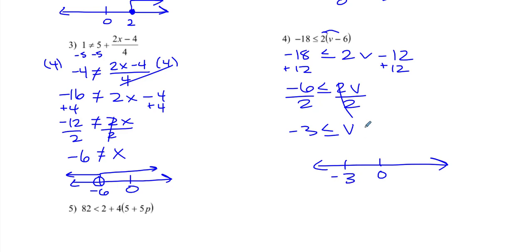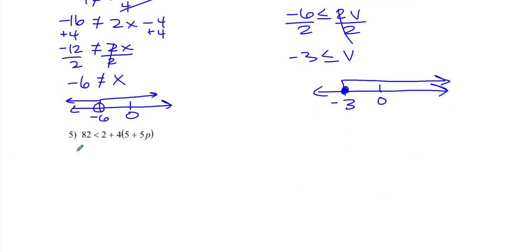That would go to the left. Then I start with saying this v. What is facing the v? The greater than or equal to. So greater than or equal to is a solid dot, and greater than or equal to means we go to the right.